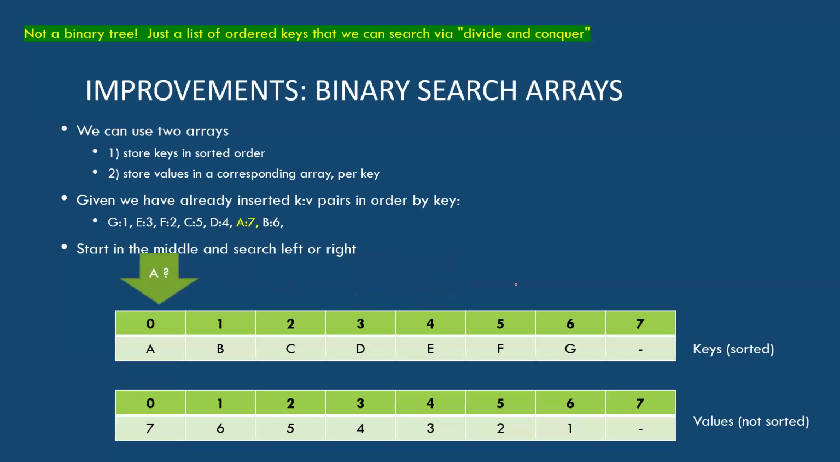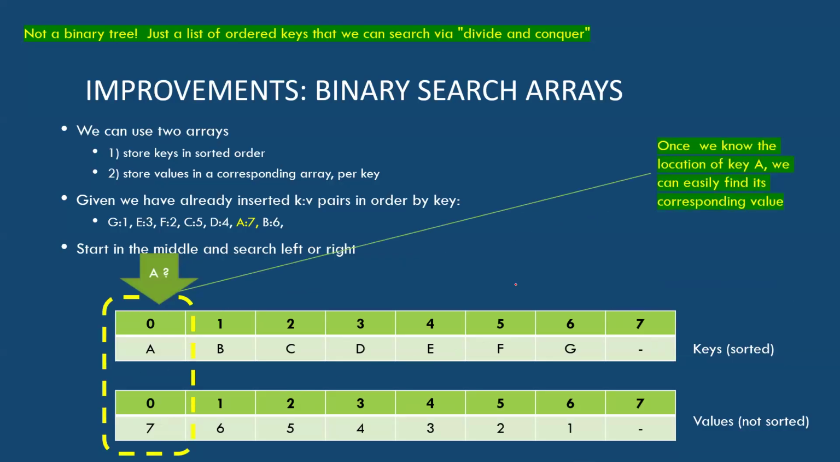So we just keep dividing and conquering until we find the A, and then we jump over to the value side to pull out the value from that same position, okay? So pretty low tech, but we still get our log base 2 search speed, which is nice.